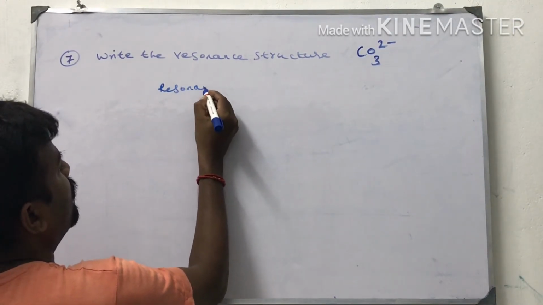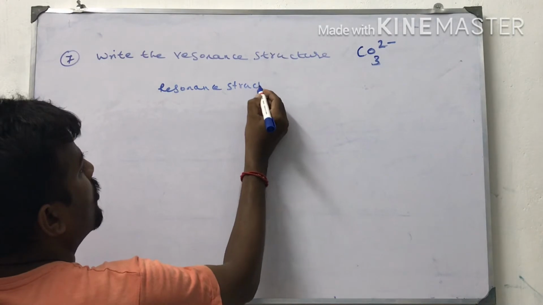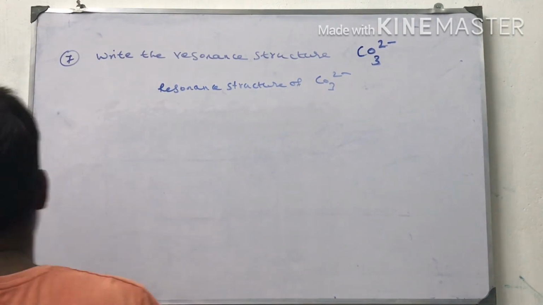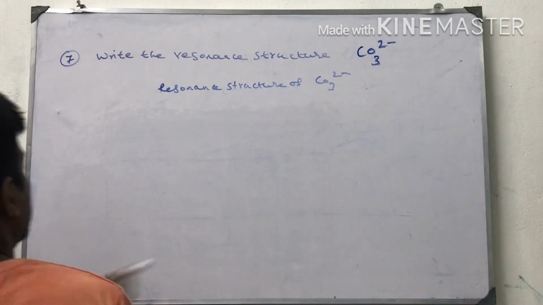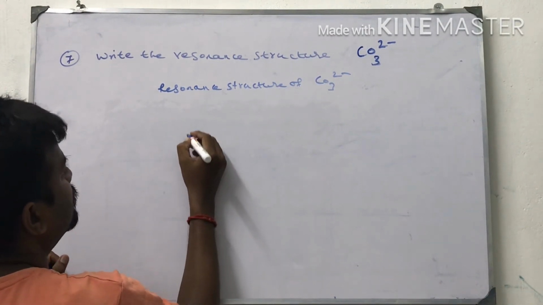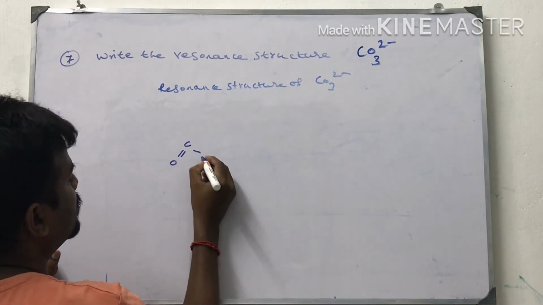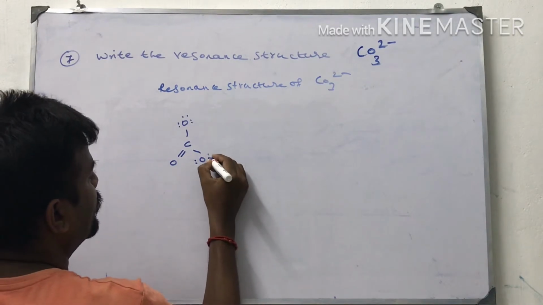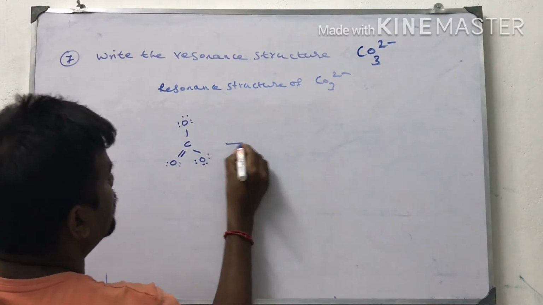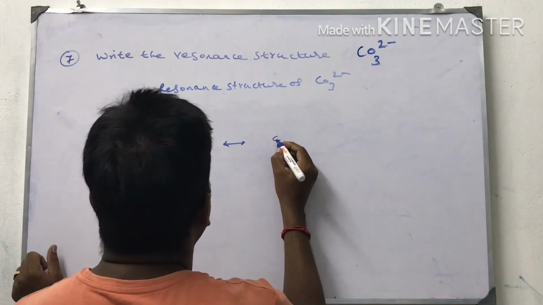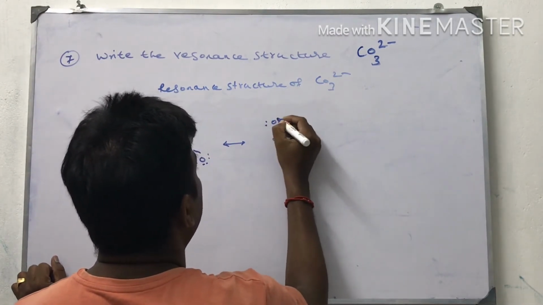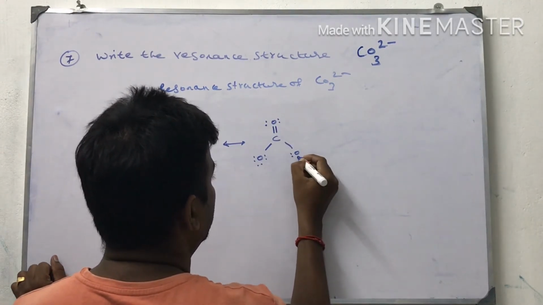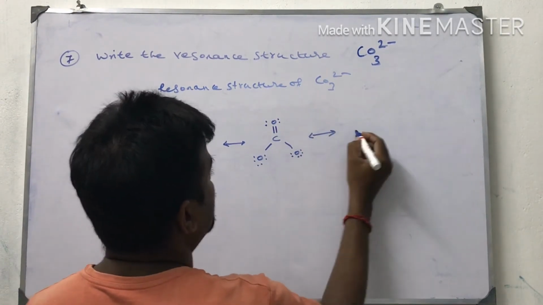Resonance structure of CO3 2-: carbon double bonded to oxygen, single bonded to oxygen, single bonded to oxygen. We already discussed formal charge, so no need to explain it again. We just have to draw the resonance structures. The next structure is like this.